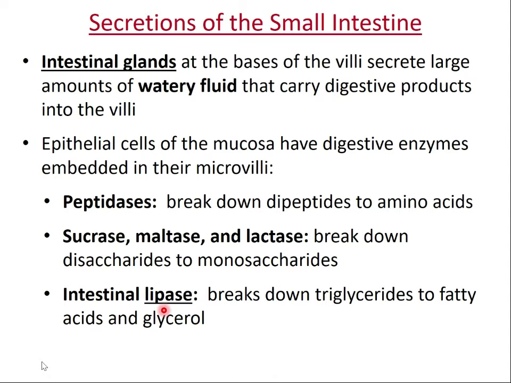Where it produces a lipase, it will have an associated name. They break down triglycerides into fatty acids and glycerol. If you remember from several lectures before, we studied that triglycerides are formed by 3 units of fatty acids with 1 unit of glycerol.